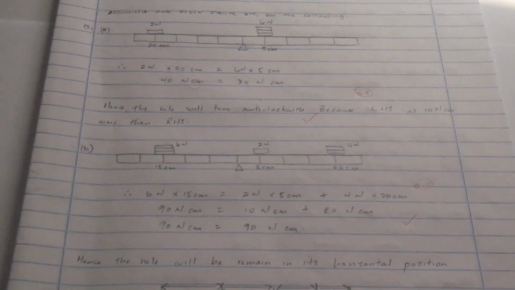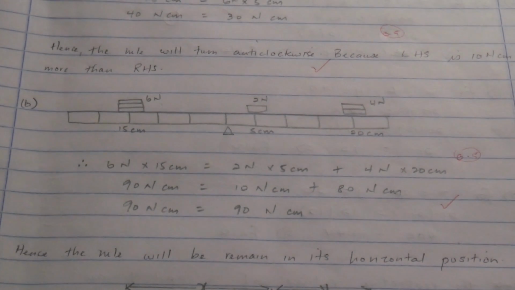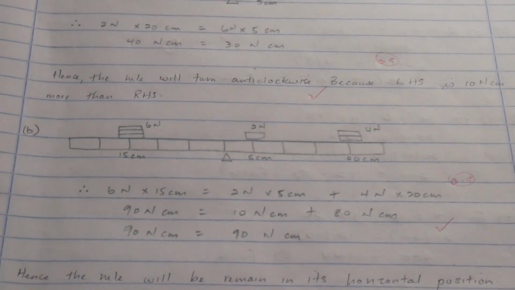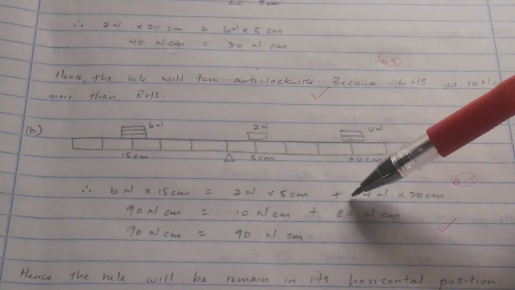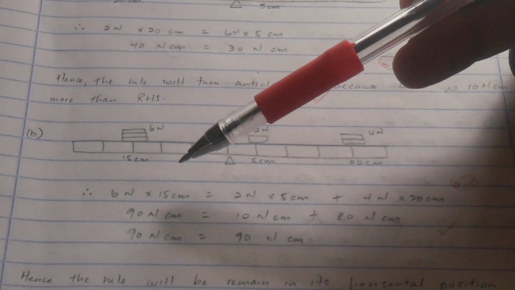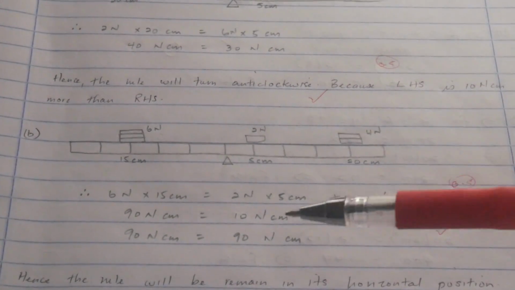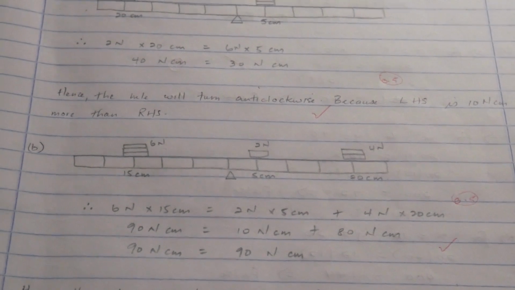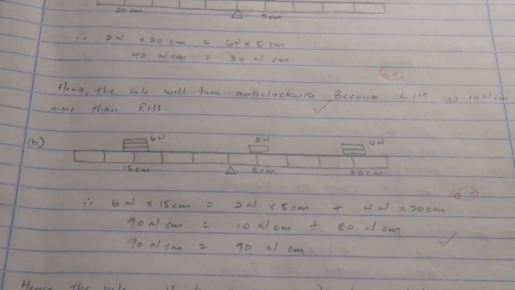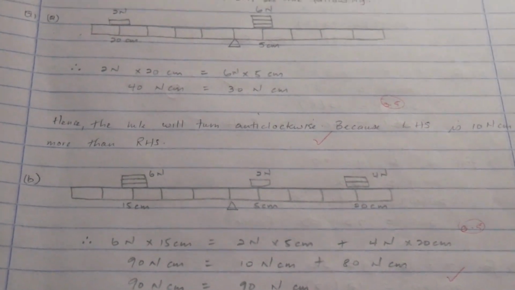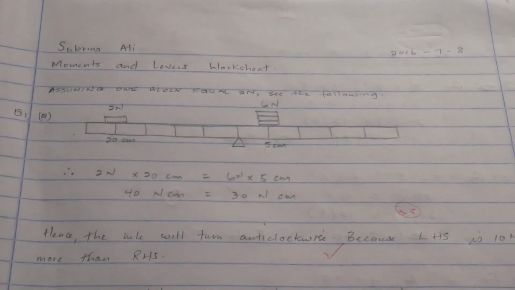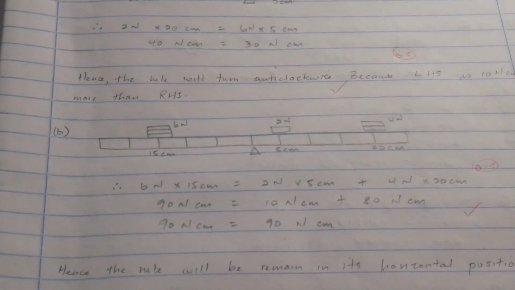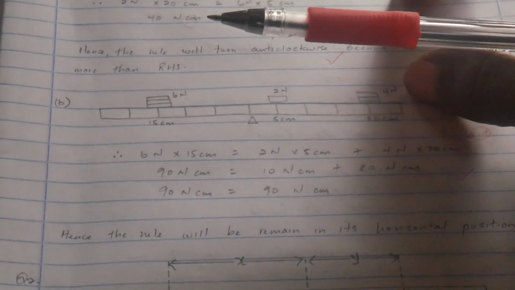For B, we sum the clockwise moments. Force times distance is equal to force times distance plus force times distance anti-clockwise. This is equal to force times distance in the clockwise moment, and we have the same answer. Therefore, the system is in equilibrium. This is an example of a question where the person worked it out, assumed the force was equal to 2 newtons. I usually use X, but it would not matter.